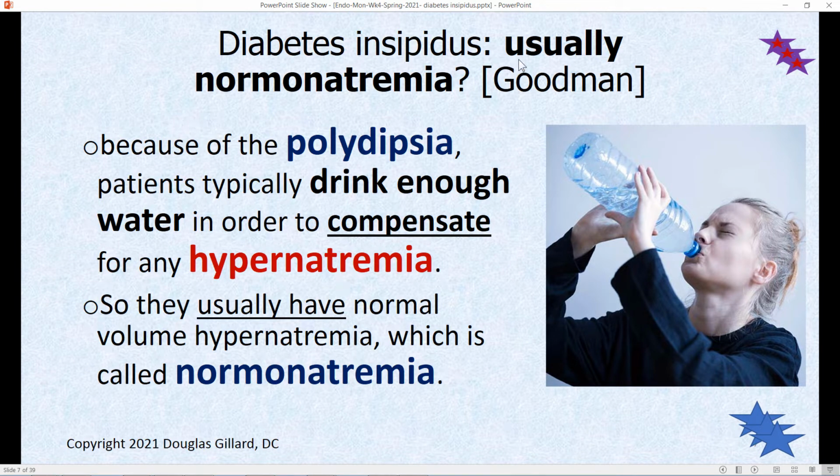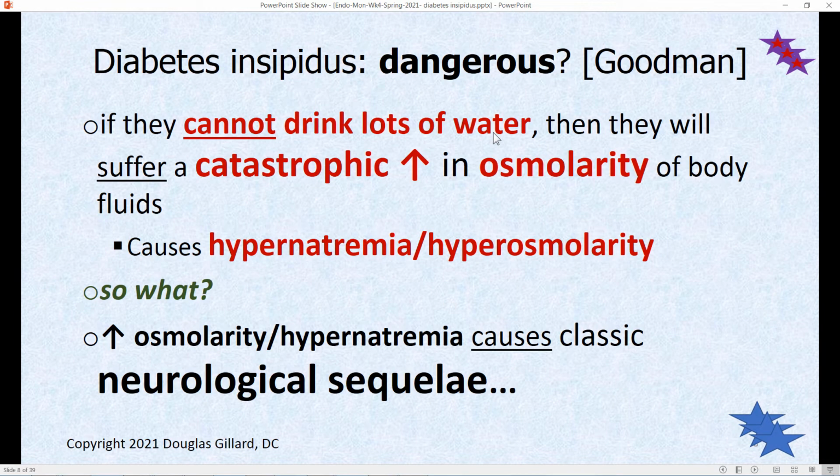And so most people with diabetes insipidus, especially early on, are normonatremic. That means normal sodium in the blood. So they're not hypernatremic at first. Now, if you have a mutation or something in the hypothalamus and the thirst centers, and you don't get thirsty, now you're in really big trouble, as we'll see here in a second. And that second is here.